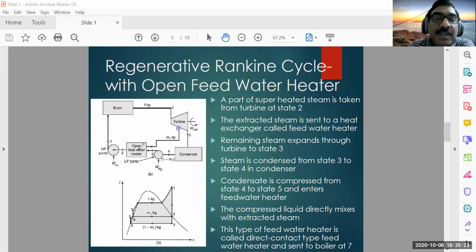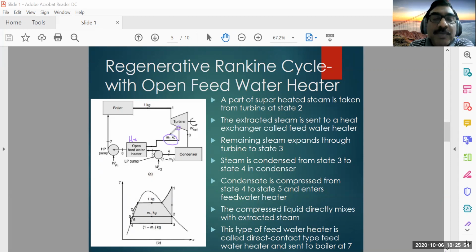That steam will be sent to the open feed water heater. Open feed water heater is nothing but a heat exchanger. That means the feed water coming from the condenser is being heated before sending it to the boiler. So some heat is added here, right? The steam will have some higher temperature and some higher energy. We are not taking the entire steam, only some partial amount.